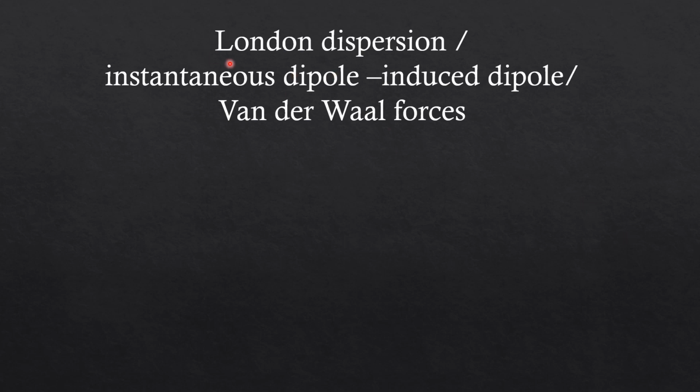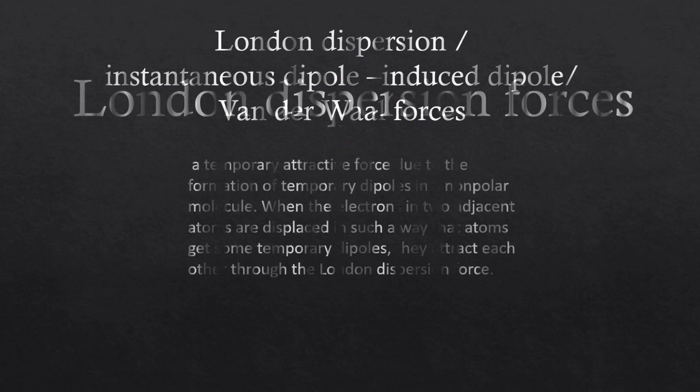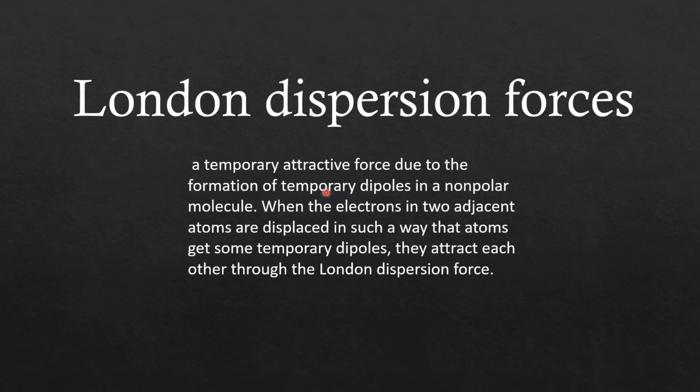If we talk about the definition of the London dispersion, it will be something like a temporary attractive force due to formation of temporary dipoles in a non-polar molecule. When the electrons in two adjacent atoms are displaced in such a way that atoms get some temporary dipoles, they attract each other through the London dispersion force.